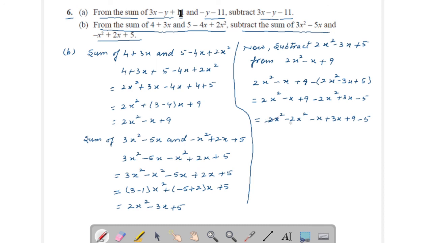Here 2x square will be cancelled. You will get, here take x common. You will get minus 1 plus 3 x plus 9 minus 5. It is plus 4. Now open the bracket, minus 1 plus 3. It is 2x plus 4. This is your answer.